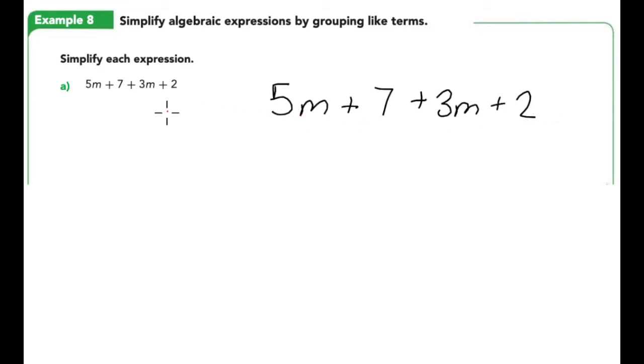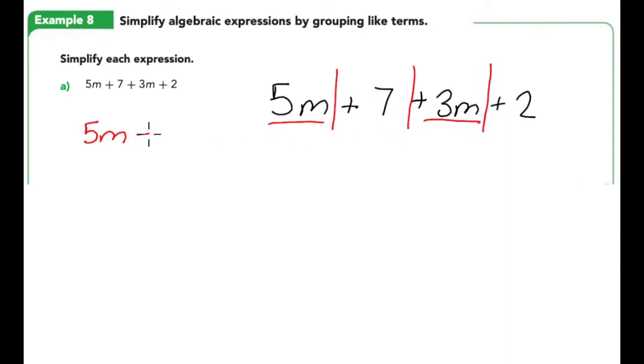To do that, we could draw lines anytime we hear a plus or minus, or after every plus sign, there is a term. I'm going to go through with the lines. So 5m plus 7 plus 3m plus 2. So for our terms, we have a positive 5m, and now I'm going to look for any other m's in here, and we have a positive 3m.